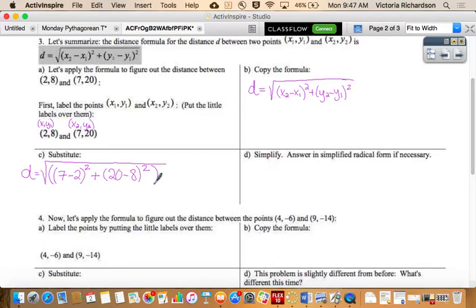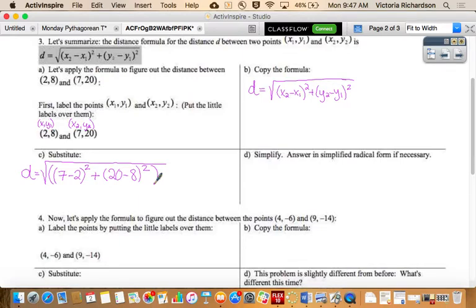7 minus 2, close parentheses, hit the x squared button, plus, open parentheses, 20 minus 8, close parentheses, hit the x squared button, close parentheses again. And now I want you to hit enter.